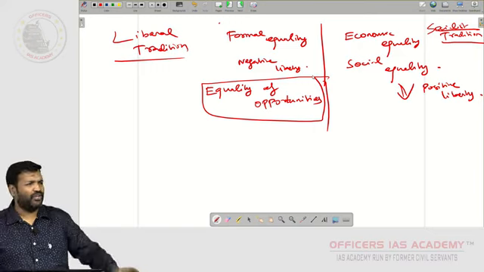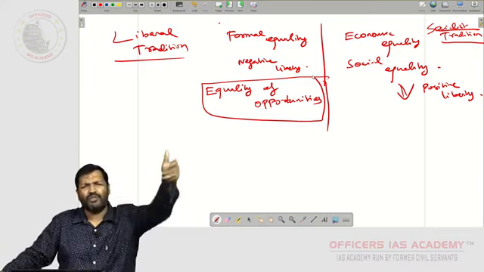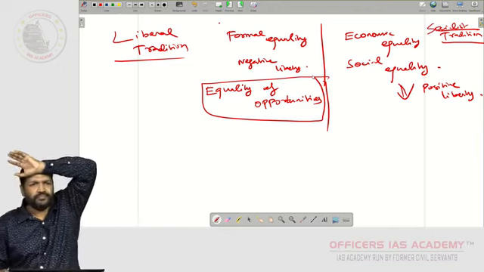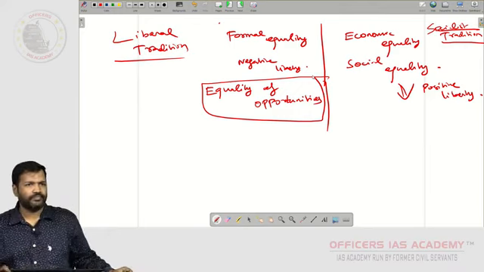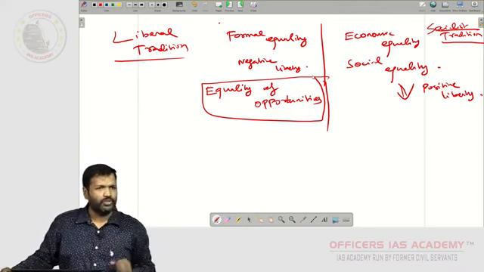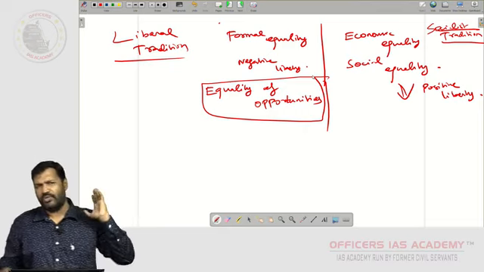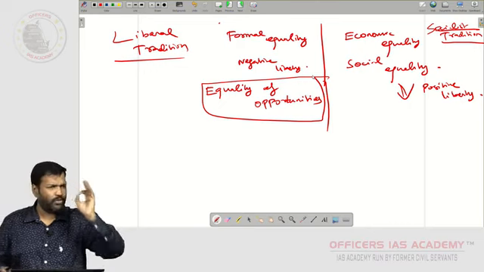Equality of opportunity. What is equality of opportunity? They say, give equal opportunity to everyone. That's it. That is the real equality that we can ensure. I cannot give one person this opportunity, that person another opportunity. If it is an exam, it is common to everyone. All of you must get the equal opportunity to write the exam.